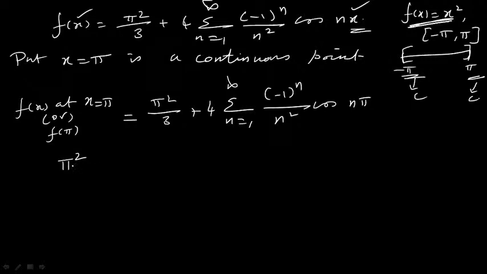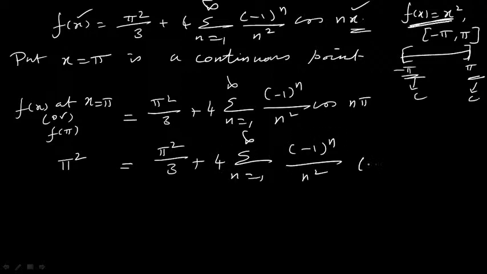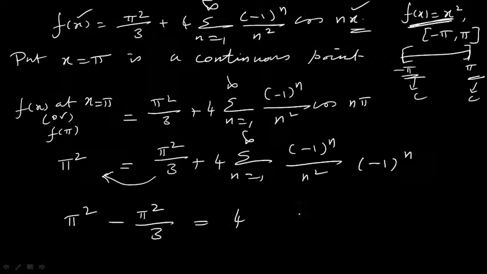So x square, just replace x by pi, you get pi square, that is equal to pi square divided by 3 plus 4 times sigma n varies from 1 to infinity minus 1 whole power n divided by n square, and the value of cos n pi is minus 1 whole power n. Now take this pi square by 3 to the other side. So pi square minus pi square divided by 3 is equal to 4 times sigma n varies from 1 to infinity. Look here, minus 1 whole power n and minus 1 whole power n, the base is the same.